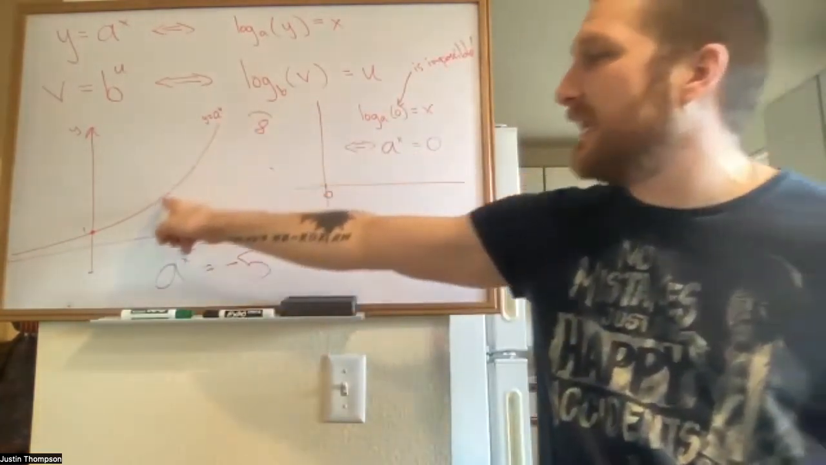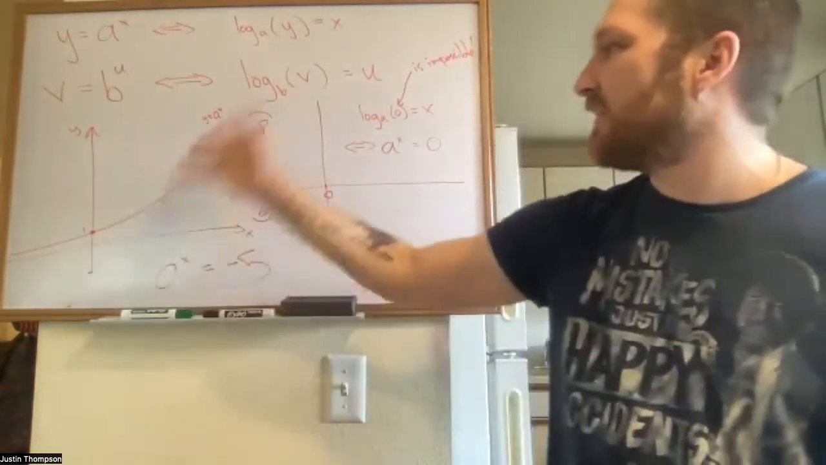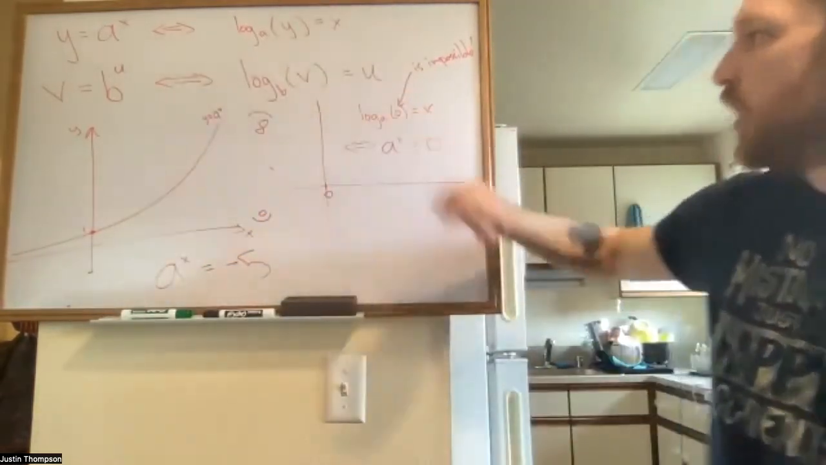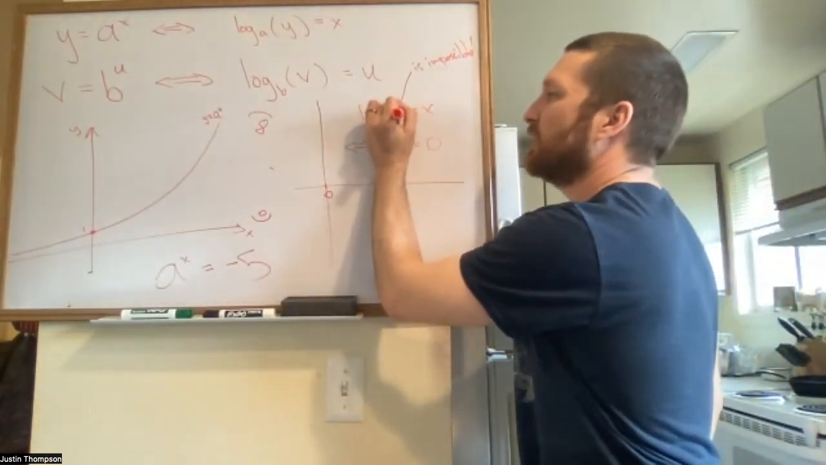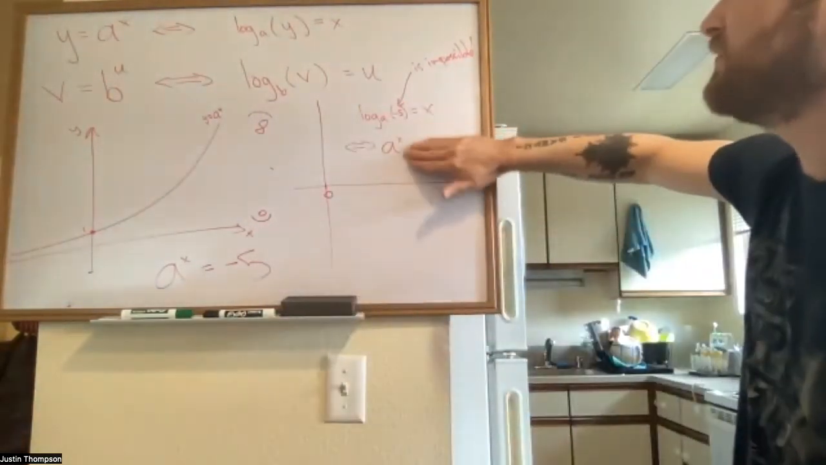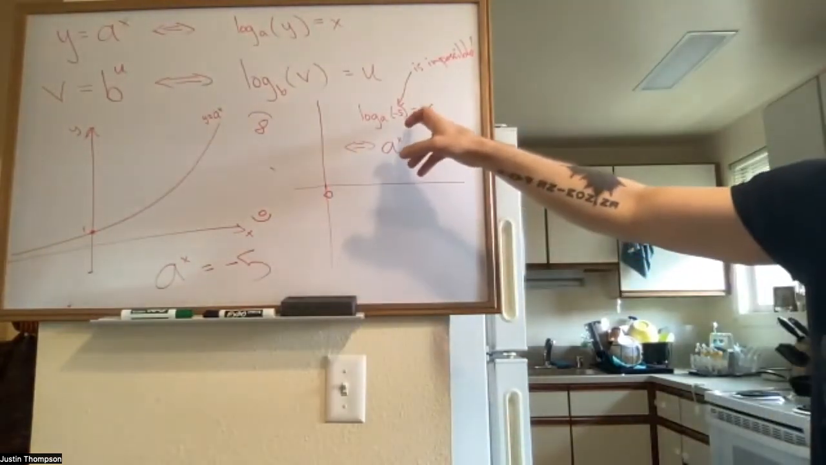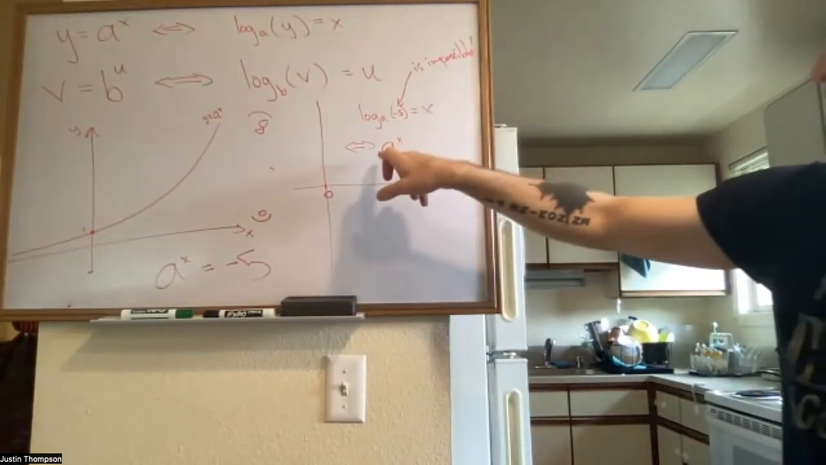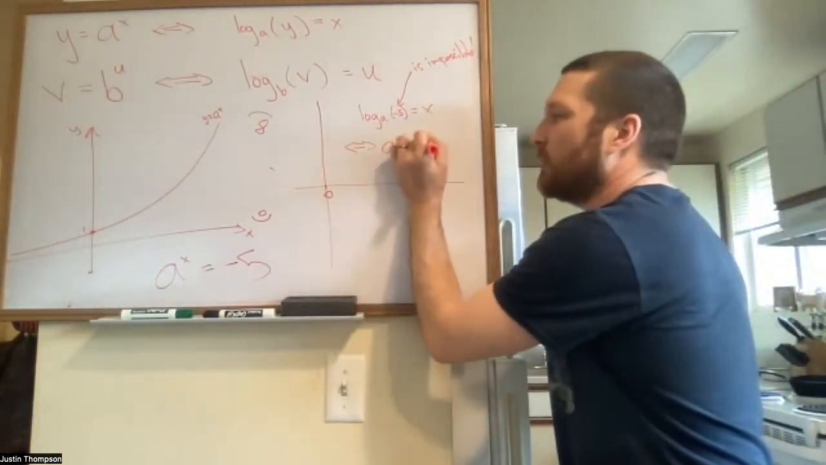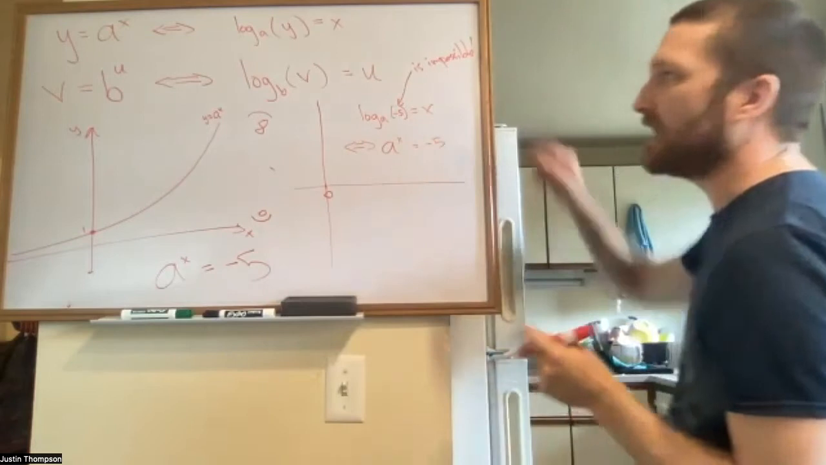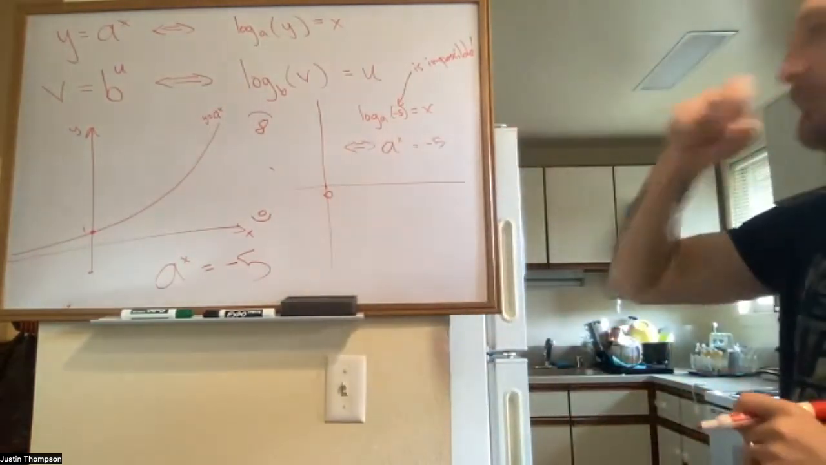You can't get a negative 5 out of this function. So similarly, if I tried to plug in a negative 5 there, what that would mean is to say, well, you took a and raised it to some power, and out came negative 5. No, that's also impossible. That never happened.